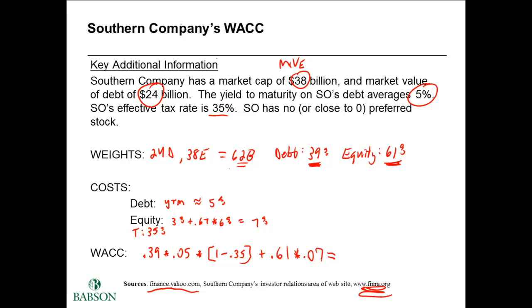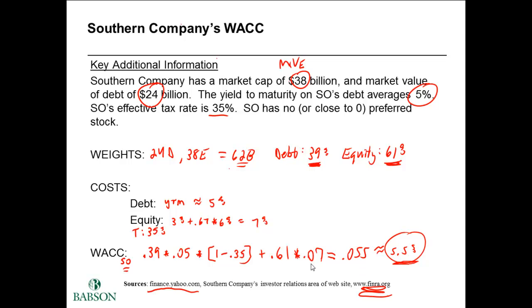So let's take a minute and do this calculation. My first pass is around 5.5%, if I did that right. So Southern Company's weighted average cost of capital, using the information on this slide deck, is around 5.5%.